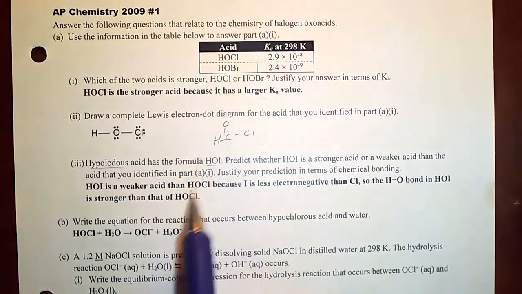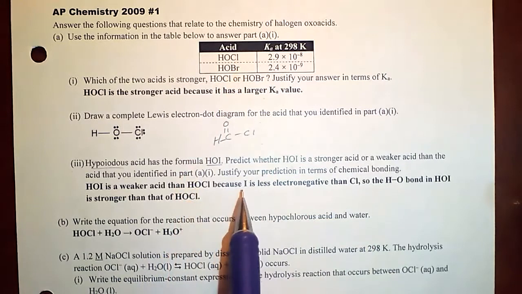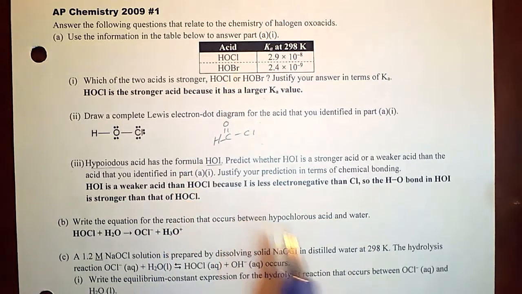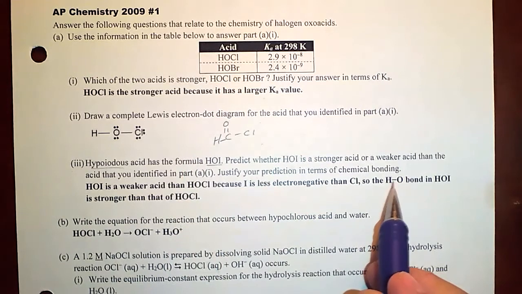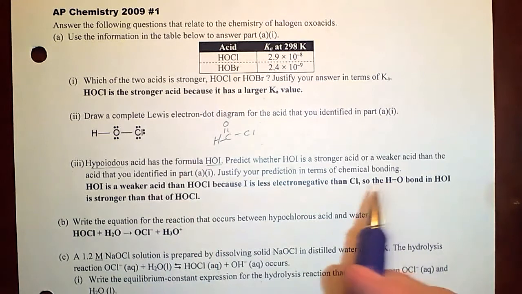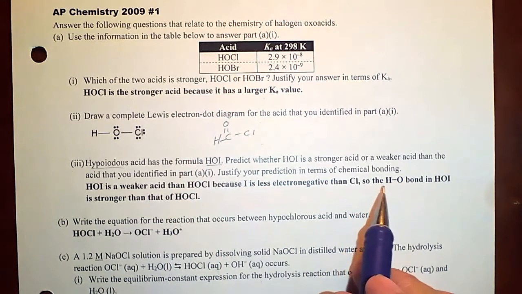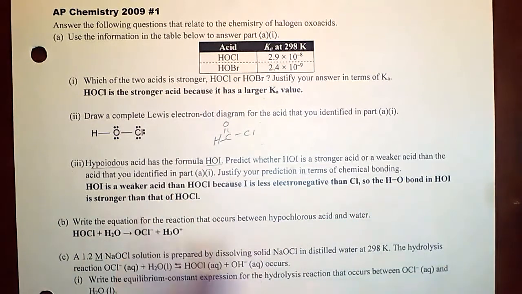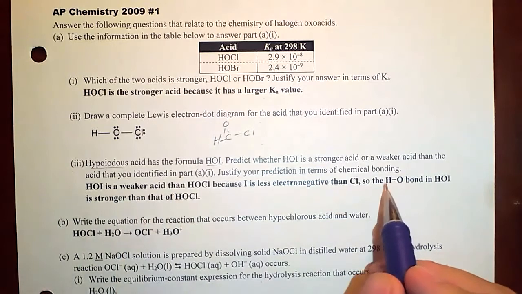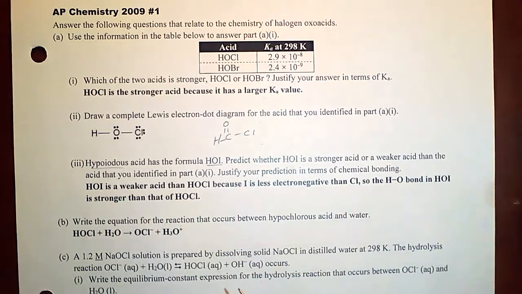And notice they didn't change the formula, so it's still going to be an O in the middle there. So I is less electronegative, so the bond to the O is pulled away less, which means the O is going to pull away this bond less, which makes this H less pickable by another chemical, which means it's a worse acid. So it's a weaker acid because that bond is stronger. A weaker bond here would make the H more grabbable, and that would be a stronger acid.